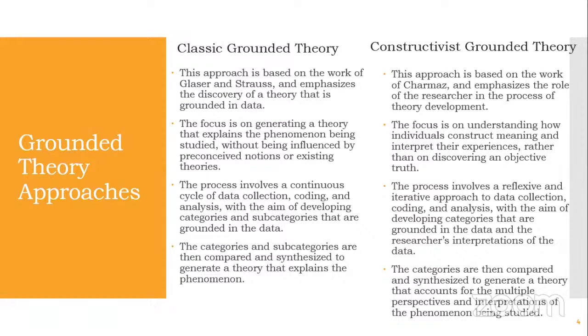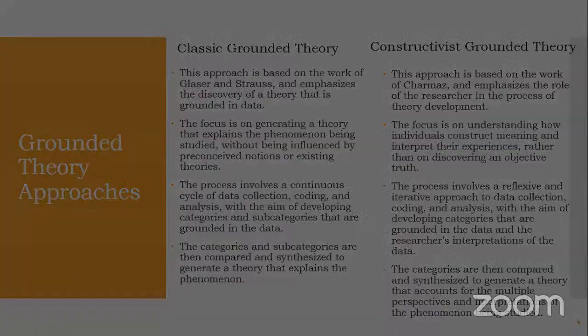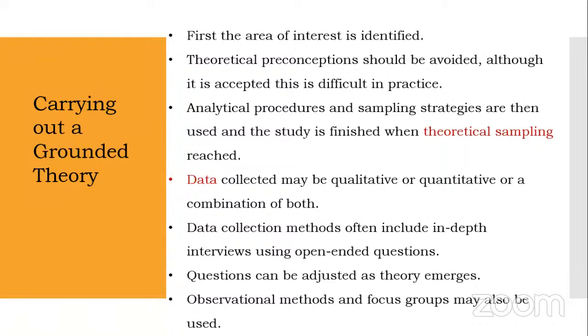But the classic grounded theory approach is a little more popular because it talks about a theory which is grounded in data and which is quite objective in its approach. All right. Okay. So carrying out a grounded theory, how can we do it? First, the idea of interest is identified. Okay, what are we interested in? What is that particular phenomenon that we are interested in, right? So we identify a particular phenomenon on which we want to do the grounded theory research.